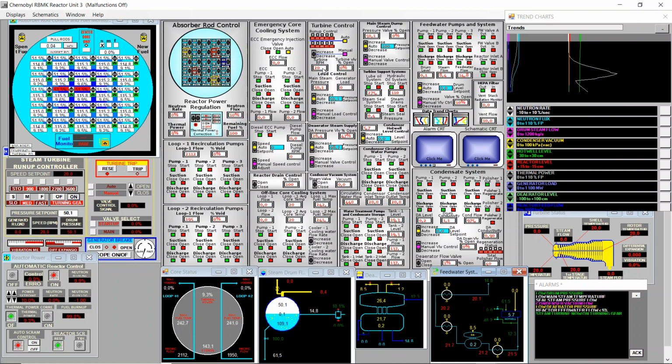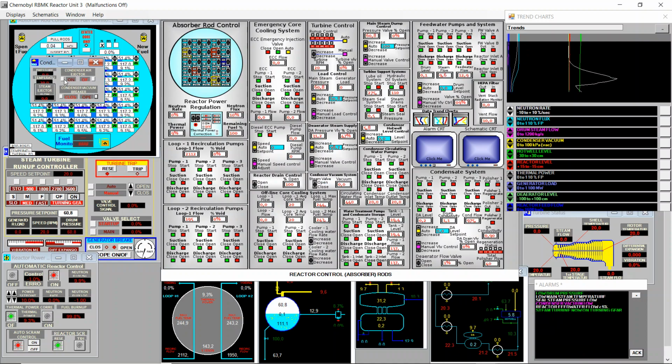I think there is something missing in the procedure. I didn't switch on the condenser air ejector. Now it's on. It will light up when the vacuum pressure is enough.